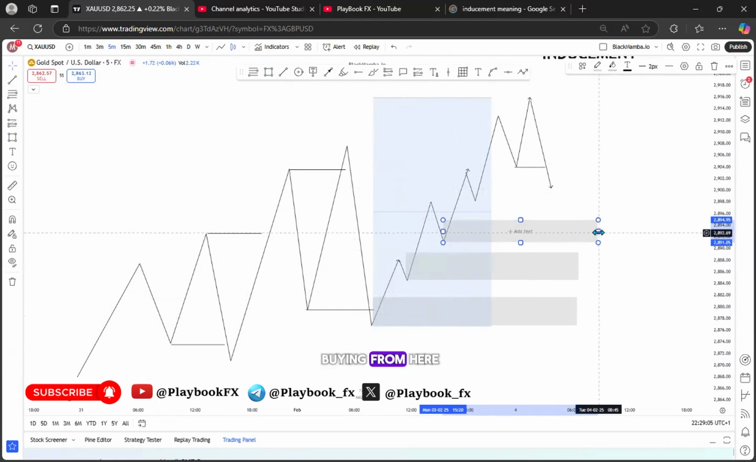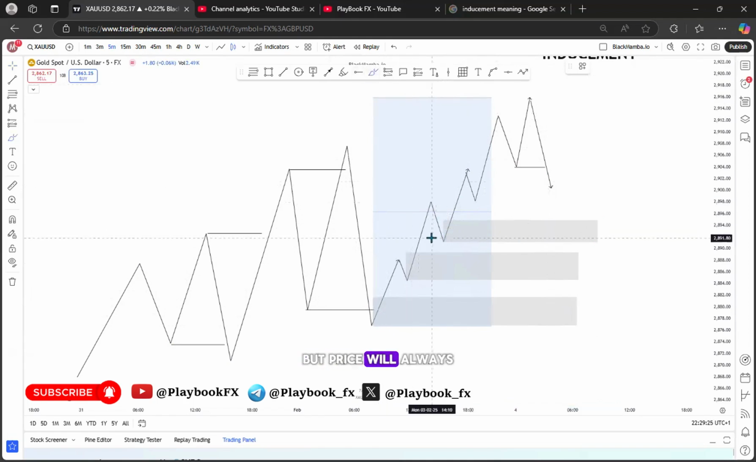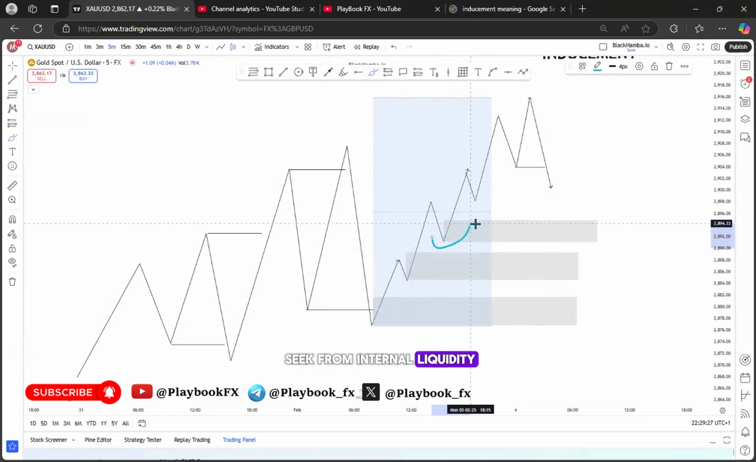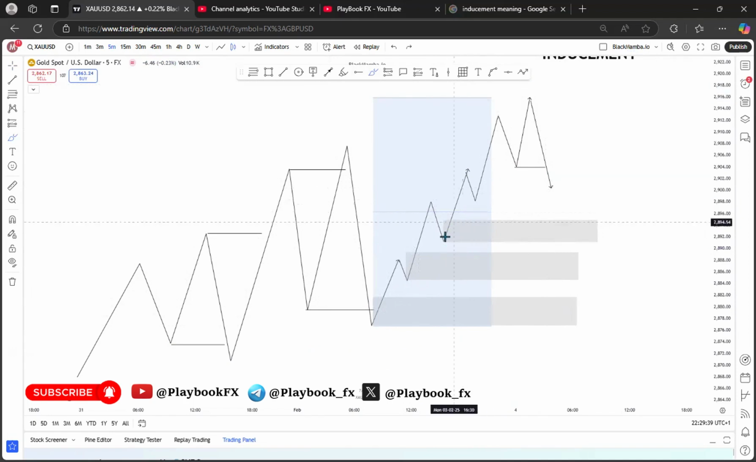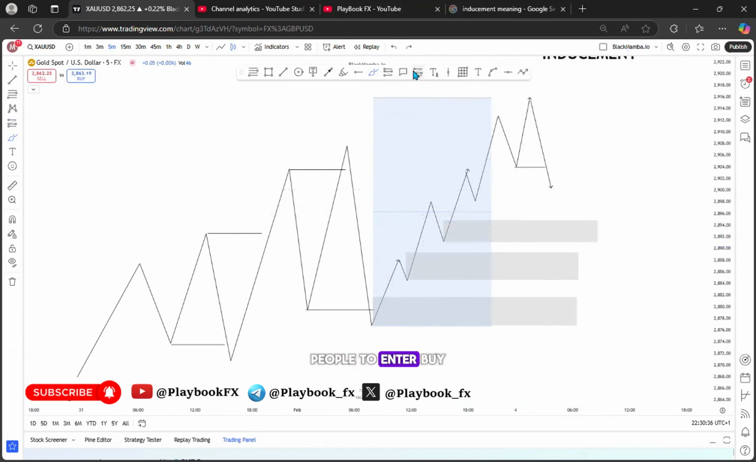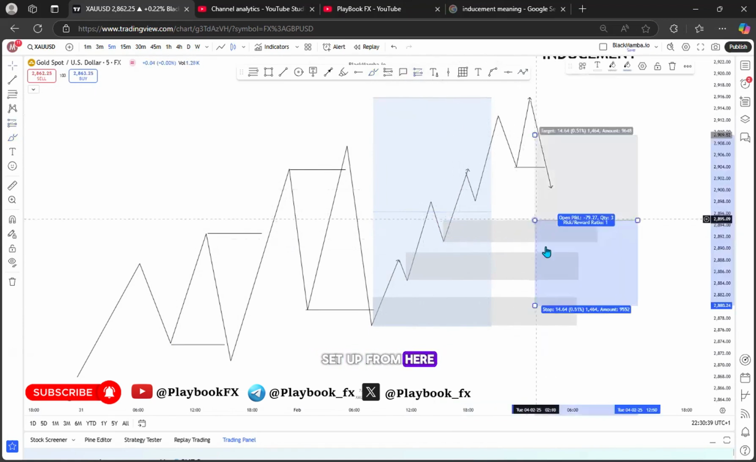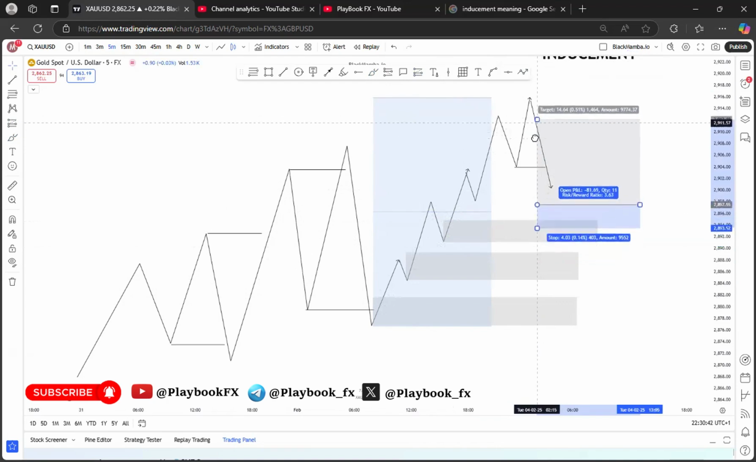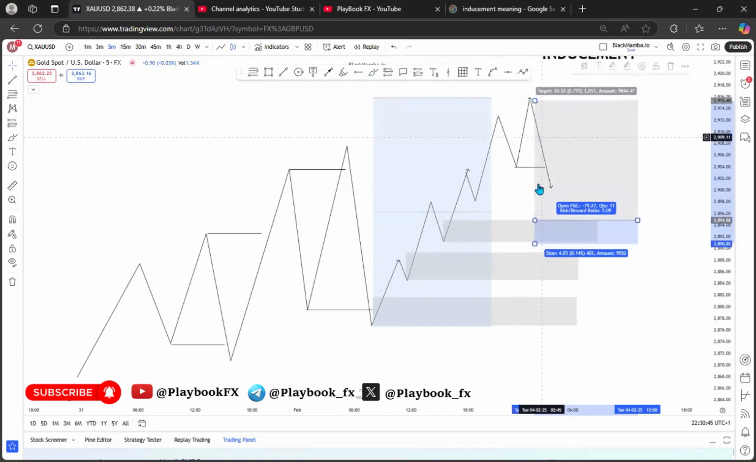First, I'm not buying from here because, as I explained in my previous video, price is always seeking liquidity. Price always seeks from internal liquidity to external liquidity. Inside this discount level now, this is the first internal liquidity that price is coming from. This zone will be an inducement, or a trap, to persuade people to enter a buy setup from here and set take profits from here. This is an obvious area that will be manipulated.